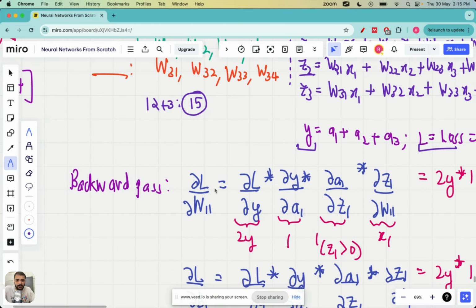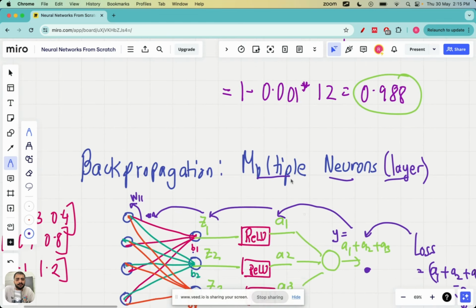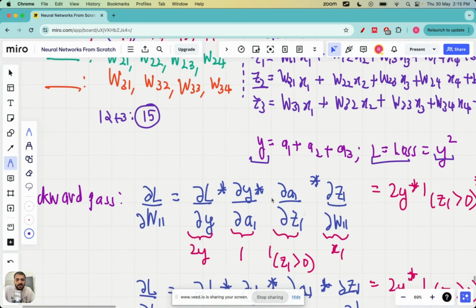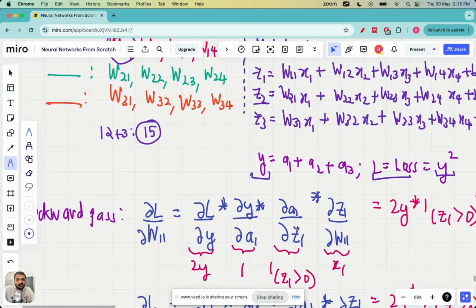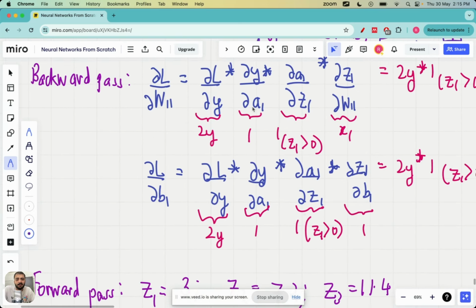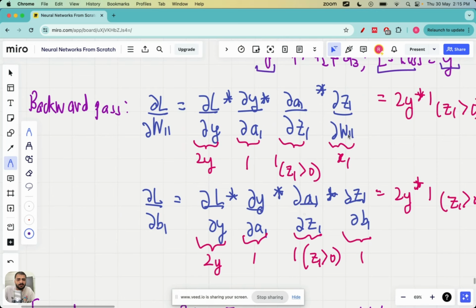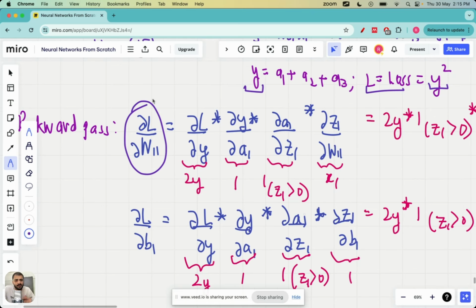This is exactly what I've written in the mathematical formula here. The partial derivative of the loss with respect to W11 is equal to the partial derivative of the loss with respect to y multiplied by the partial derivative of y with respect to a1 multiplied by the partial derivative of a1 with respect to z1, which is here, multiplied by the partial derivative of z1 with respect to w11. So this is the chain rule in action. And once I take the product of these four terms, I'll get the partial derivative of loss with respect to W11. Now let me go ahead and find each of these quantities here.